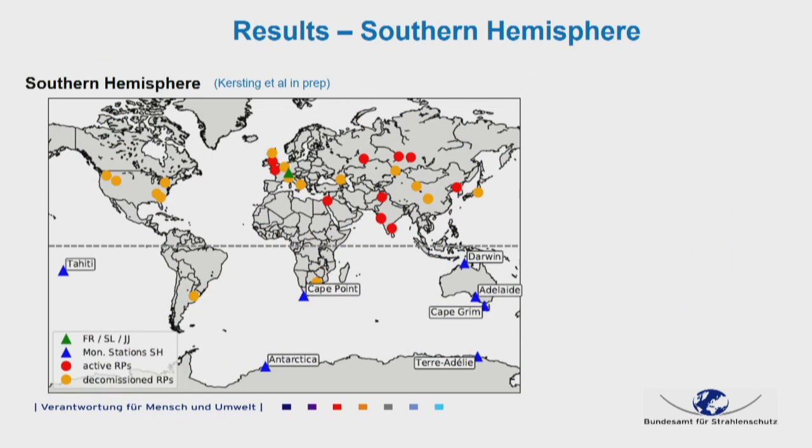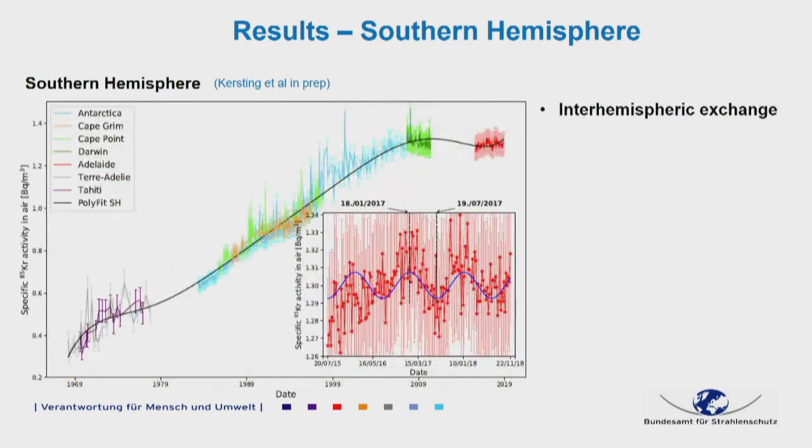Now quickly to the results from the Southern Hemisphere. I'm trying to summarize our results from a paper that is currently in preparation. We have activity concentrations that are being measured currently in Adelaide. These are data from Darwin here. There's a gap in the Southern Hemisphere data here. And these data were sampled at the campus at CSIRO in Adelaide.